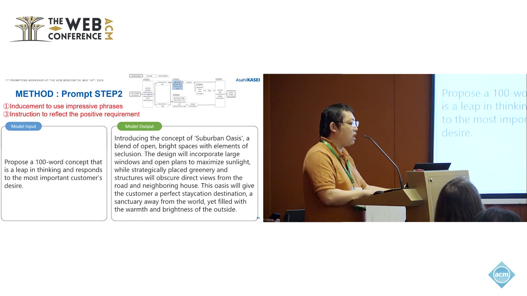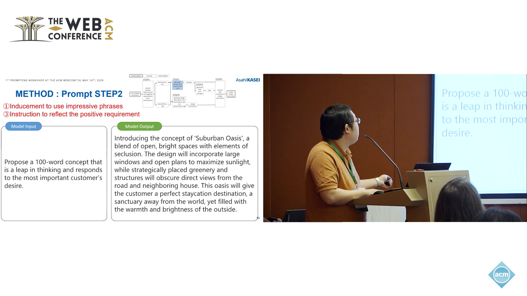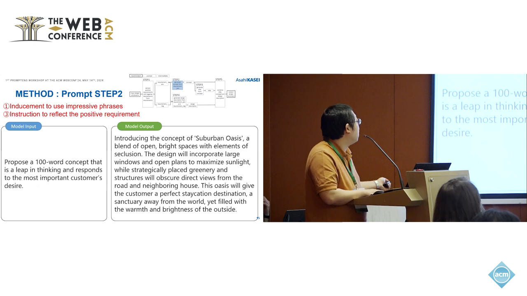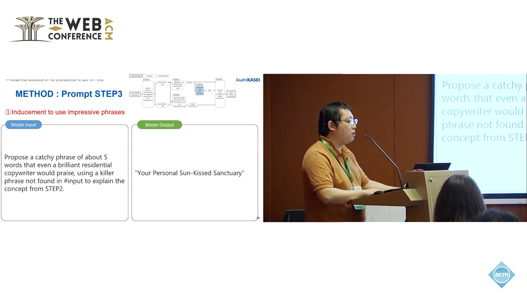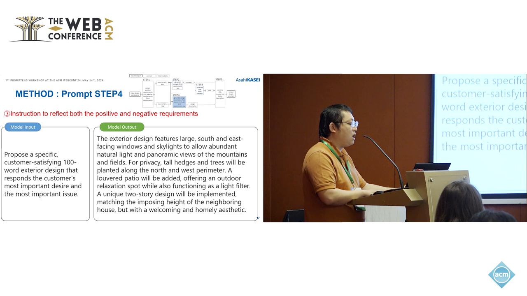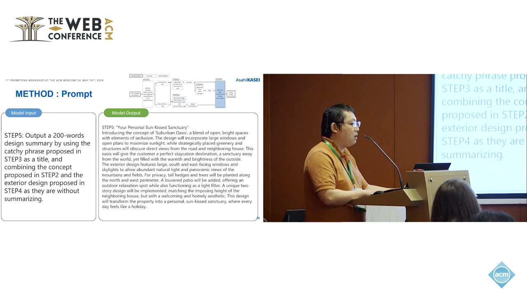In step two, we instructed ChatGPT to generate an impressive phrase by deep thinking, and we instructed it to generate a concept that responds to the desire. In step three, we also instructed ChatGPT to generate an impressive phrase, and we instructed it to generate a title that summarizes the concept. In step four, we start to generate the design description that responds to both the desire and the issue. Finally, in step five, we instruct the GPT to combine them without summarizing and to generate the design summary as a final output.